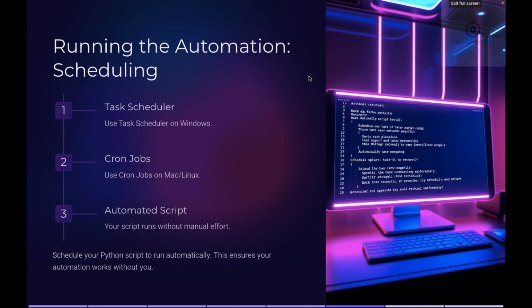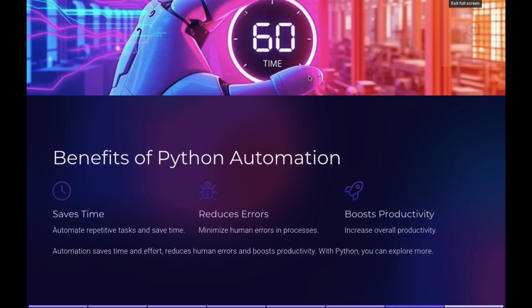Schedule this Python script to run automatically using Task Scheduler on Windows or cron jobs on Mac or Linux. And there you go, your automation runs on its own without any manual effort. So automation is a game changer. Here's why: it saves time and effort, reduces human errors, boosts productivity. But that's just the beginning. With Python, you can explore web scraping, machine learning, and even AI powered automation.